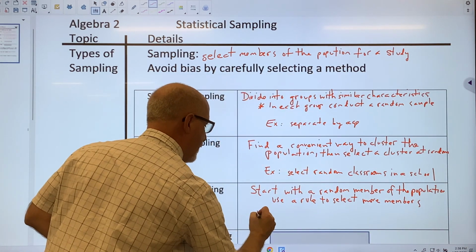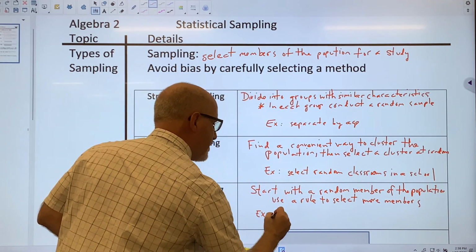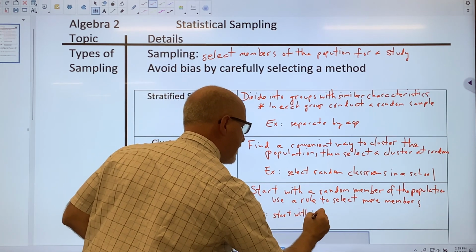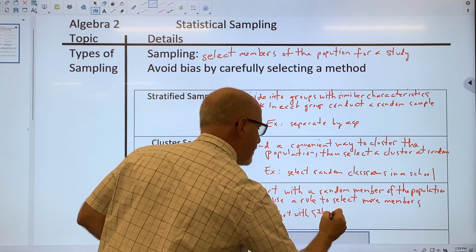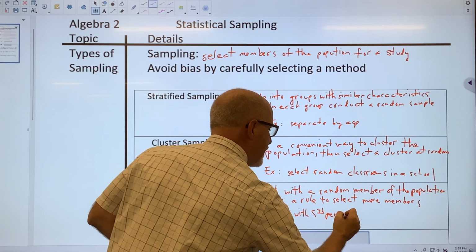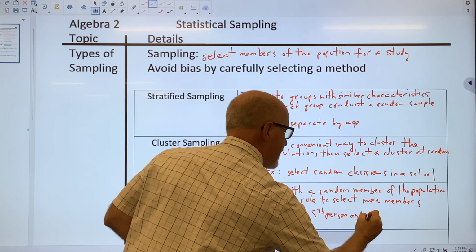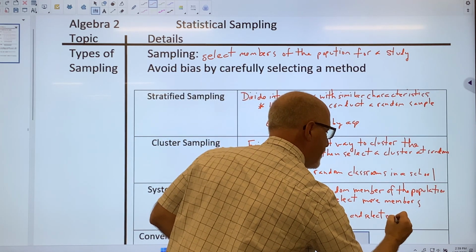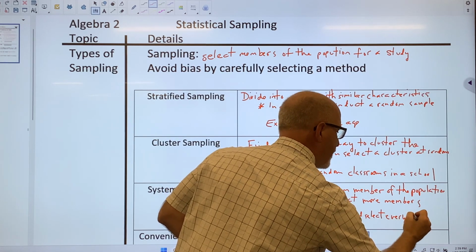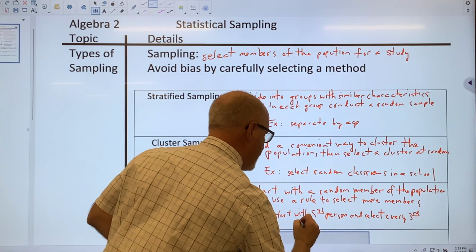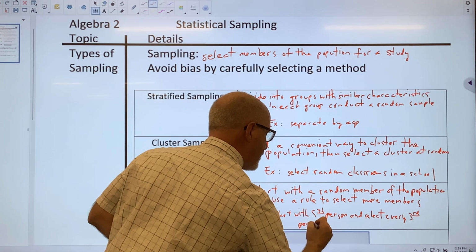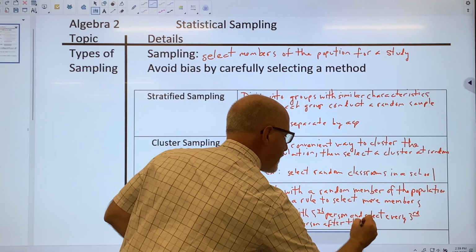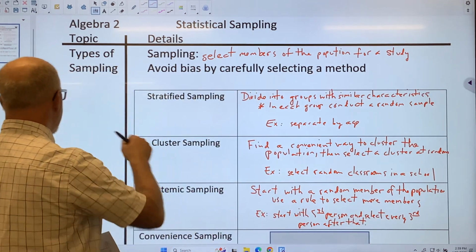So as an example, start with the fifth person and select every third person after that. Okay, so that's systematic sampling.